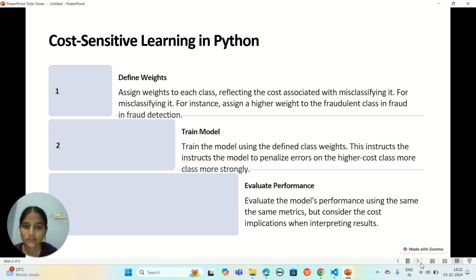Train the model using the defined class weights. This instructs the model to penalize errors on higher-cost classes more strongly. Evaluate performance. Evaluate the model performance using the same metrics, but consider the cost implications when interpreting the results.